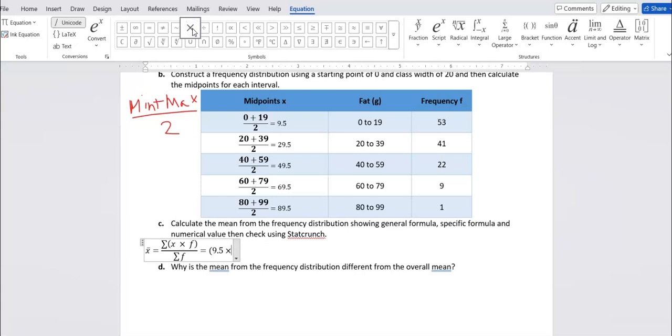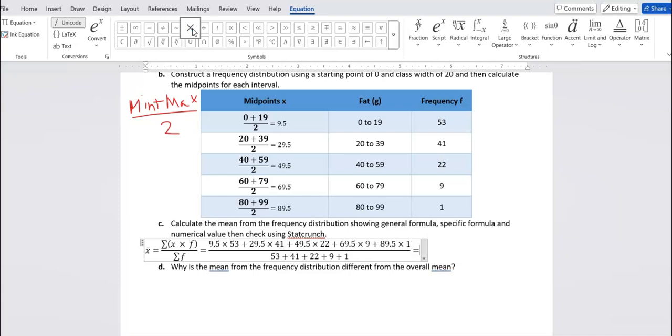So I've already started us off here, and we're going to add the 9.5, and then we're going to insert under the equation. I'm going to use a multiplication symbol. We're going to assume that the 53 items in the interval from 0 to 19 are going to have fat of 9.5. So 9.5 times 53. Then we're going to take the 29.5 and multiply it by 41. Then add it to the 49.5, and multiply that by 22. Add it to the 69.5, and times that by 9. And add 89.5, and multiply it by 1. Take all that and divide it by the sum of the frequencies. So we're going to add those up, 53 plus 41 plus 22 plus 9 plus 1.